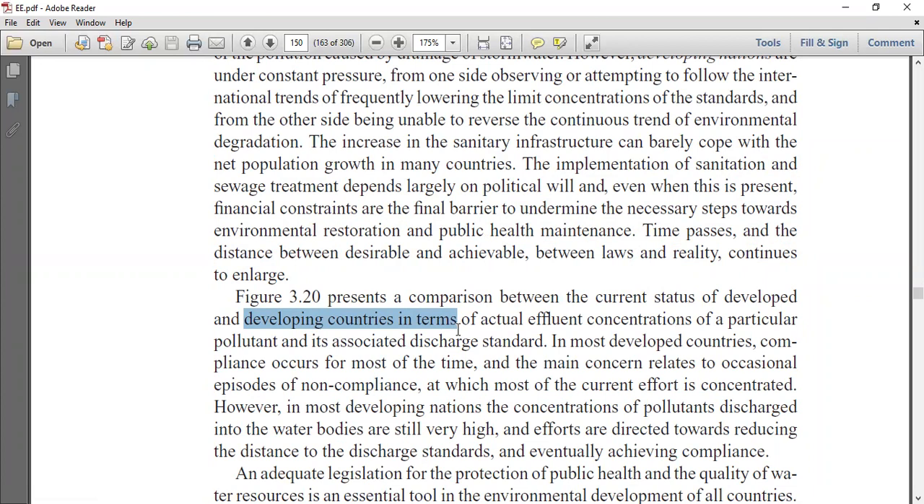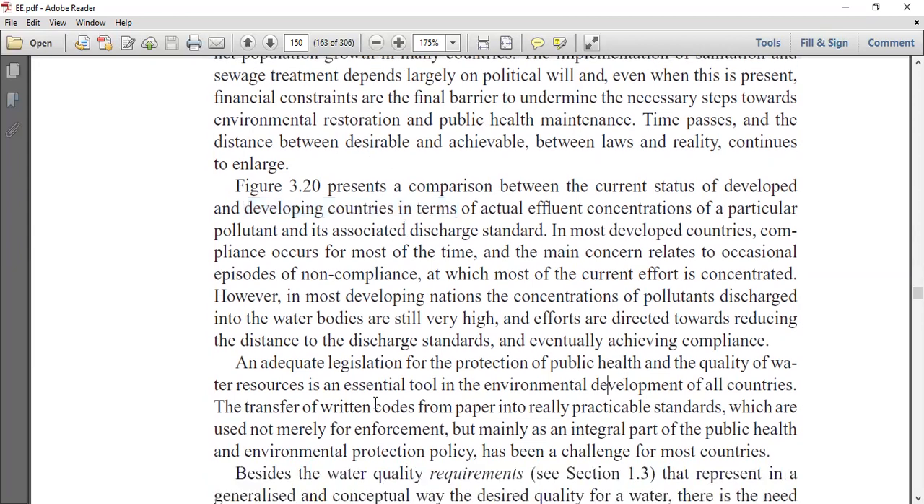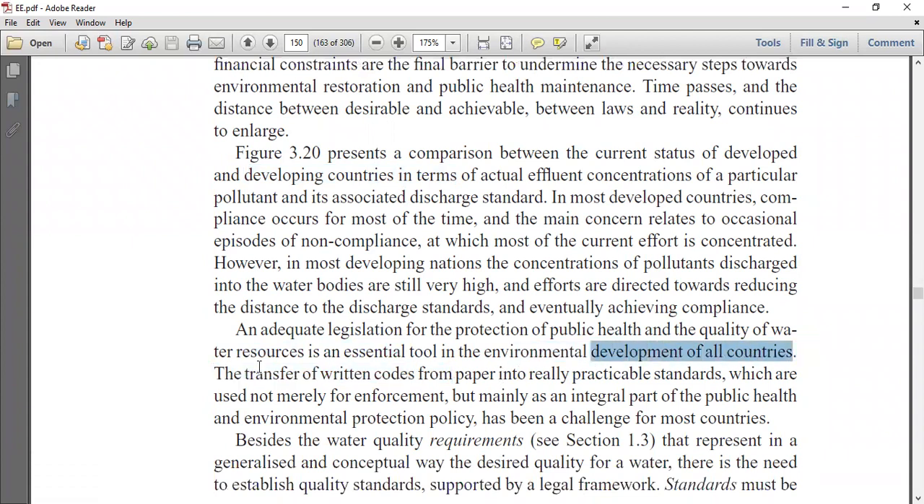However, in most developing nations, the concentrations of pollutants discharged into the water body are still very high, and efforts are directed towards reducing the distance to the discharge standard and eventually achieving compliance. And adequate legislation for the protection of public health and the quality of water resources is an essential tool in the environmental development for all countries.